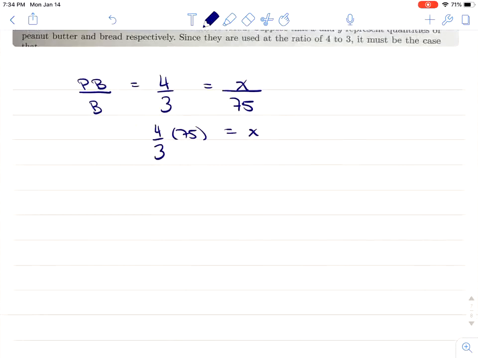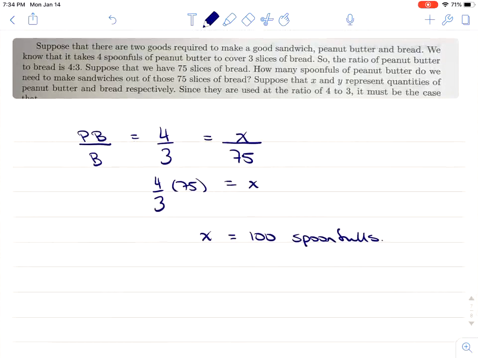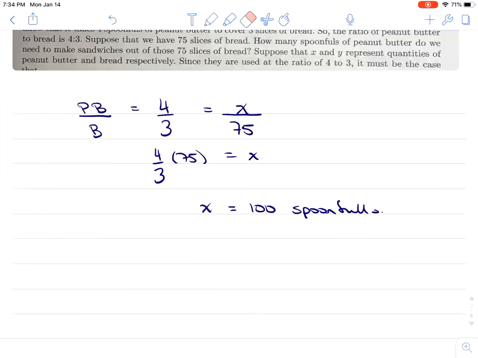And it turns out that I would need 100 spoonfuls. Spoonfuls only has one L, I guess. Makes sense, but weird.